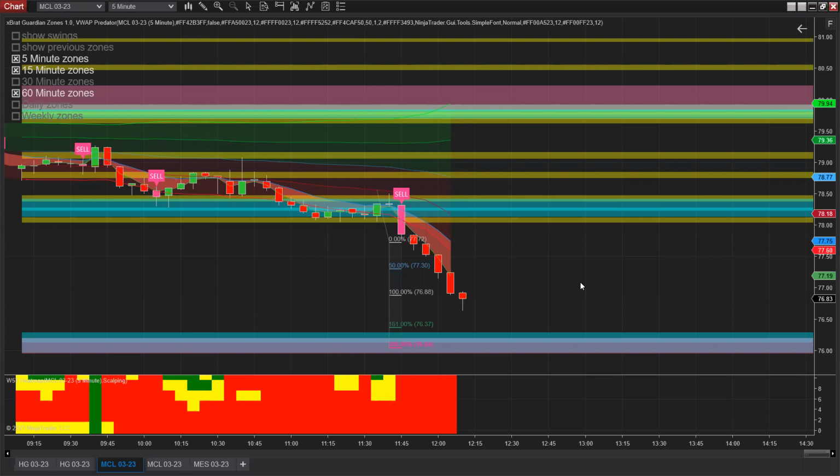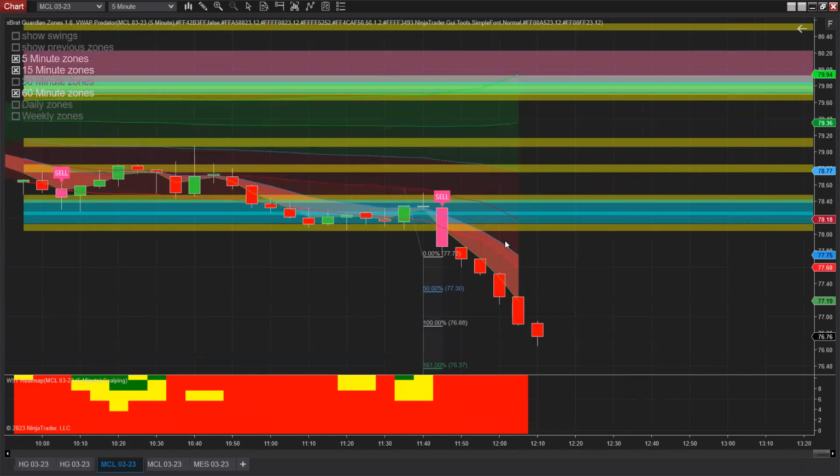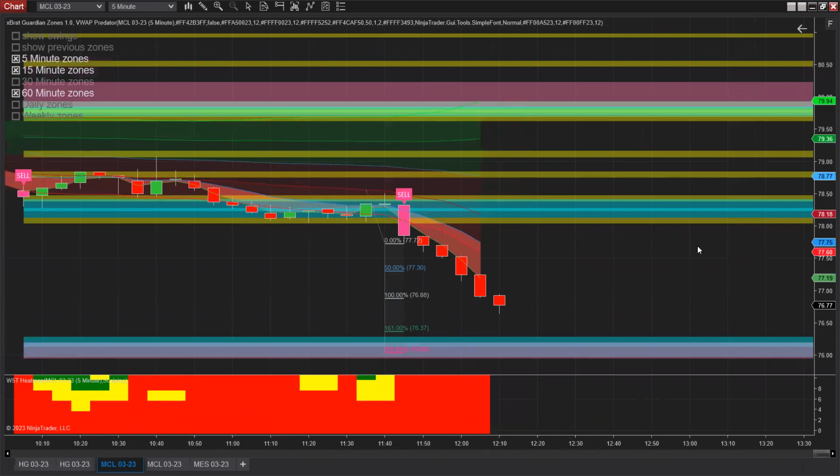Okay. Now with the VWAP predator, we stay in this trade as long as the ribbon is red. Again, it's about maximizing profits. It's not about taking quick wins. This thing's going to go all the way down to that zone there, 76. You've just got to be patient. That's where your target is. Once it gets close to there, 76.37 is a risk reward of 1 to 1.6. You're going to take the profit there.